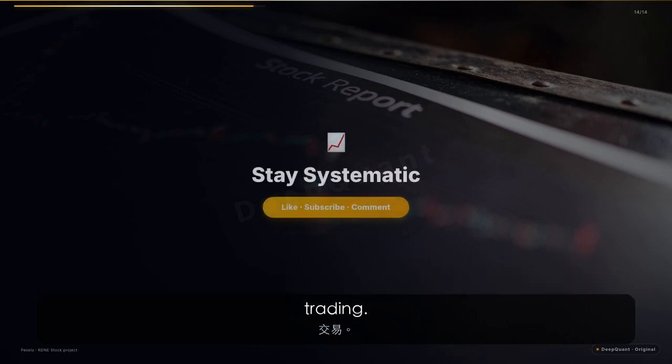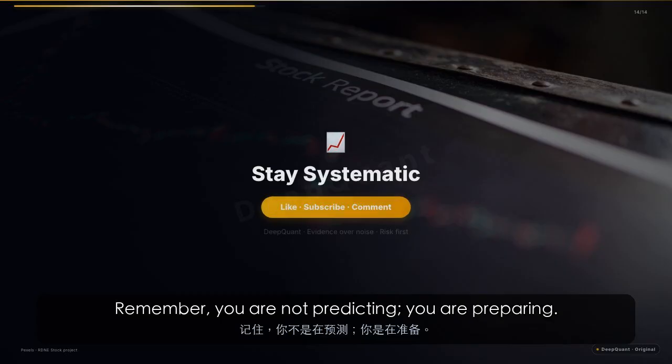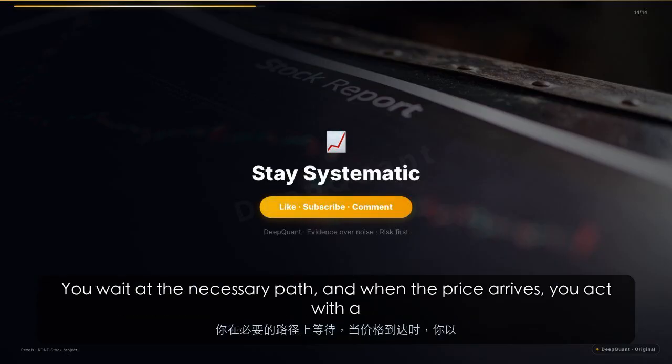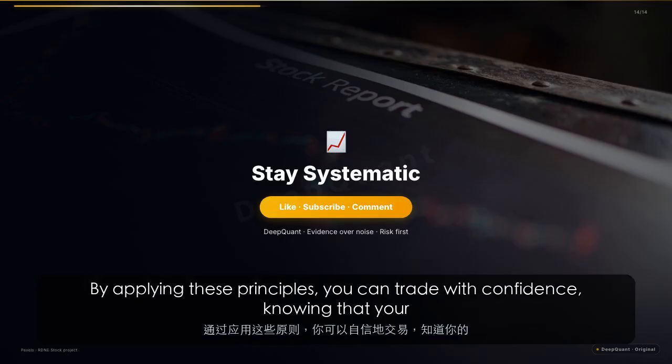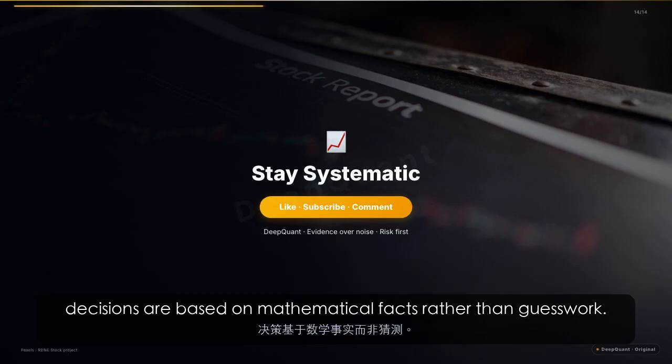Remember, you are not predicting, you are preparing. You wait at the necessary path, and when the price arrives, you act with a favorable risk-reward ratio. This is the essence of quantitative trading. By applying these principles, you can trade with confidence, knowing that your decisions are based on mathematical facts rather than guesswork. Markets reward discipline, not certainty.